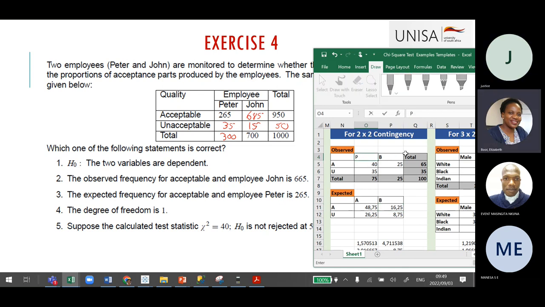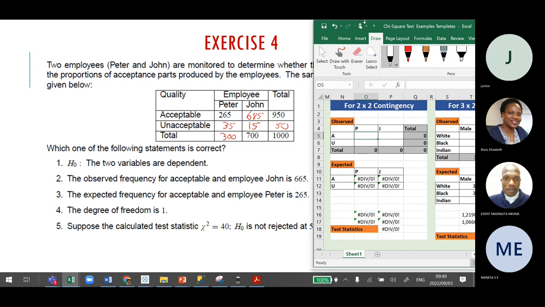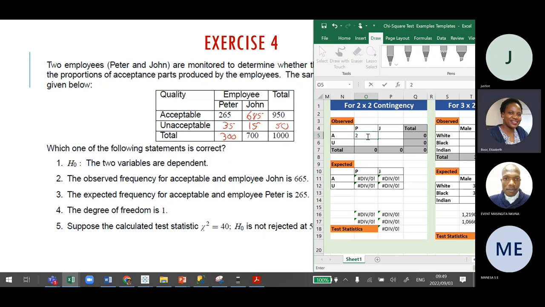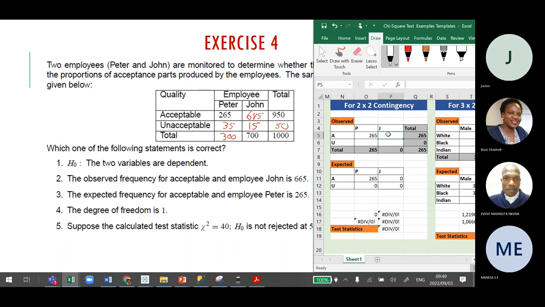And this is Peter, and because now I'm lazy to type the whole name, and John. And we can remove all these measures and include the correct ones. So this 265 and 685.